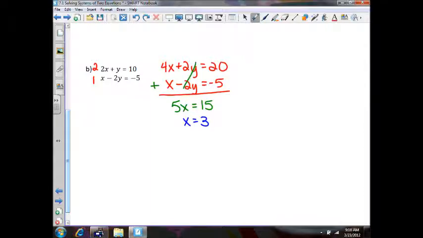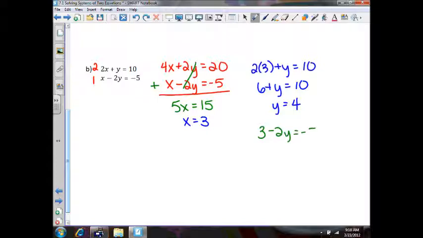Putting these in any of the two equations, let's put it in the top one so we don't have to divide with the y. 2 times 3 plus y equals 10. 6 plus y equals 10, which means y will equal 4. Now, had we put it in the bottom one, we get 3 minus 2y equals negative 5. Negative 2y will equal negative 8, which means y equals 4. It doesn't matter which one you choose, you'll still get the same answer, which means our answer will be 3, 4.